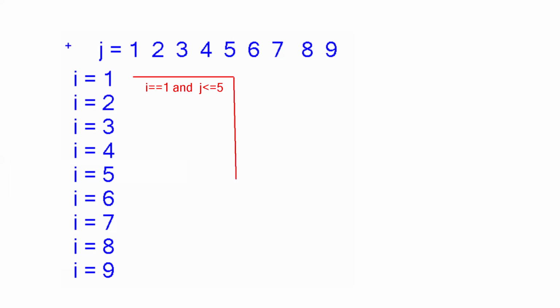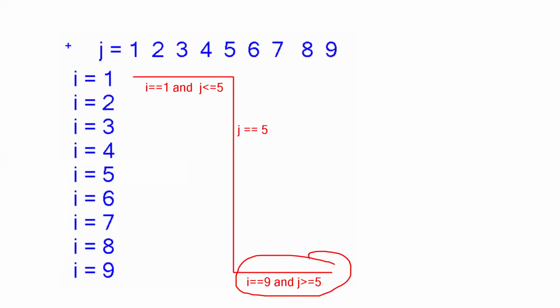Next I want to print this entire line. What is this line? Column means j. j equals 5. Next I want to print this. Which row is it? Ninth row, i equals 9, but j greater than or equal to 5. See, it is 5, right? Before means less than or equal to. After means greater than or equal to. That is it.